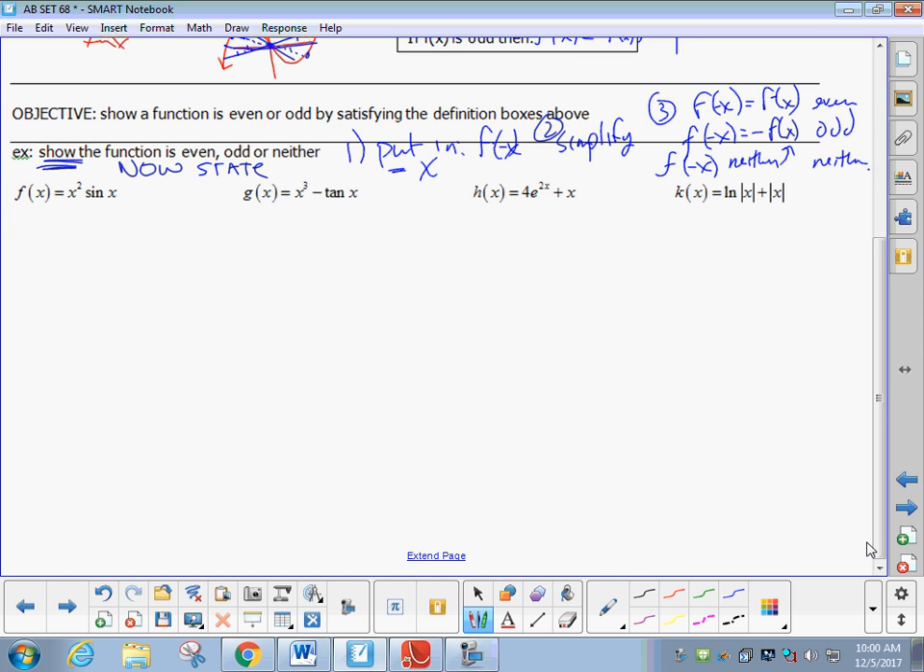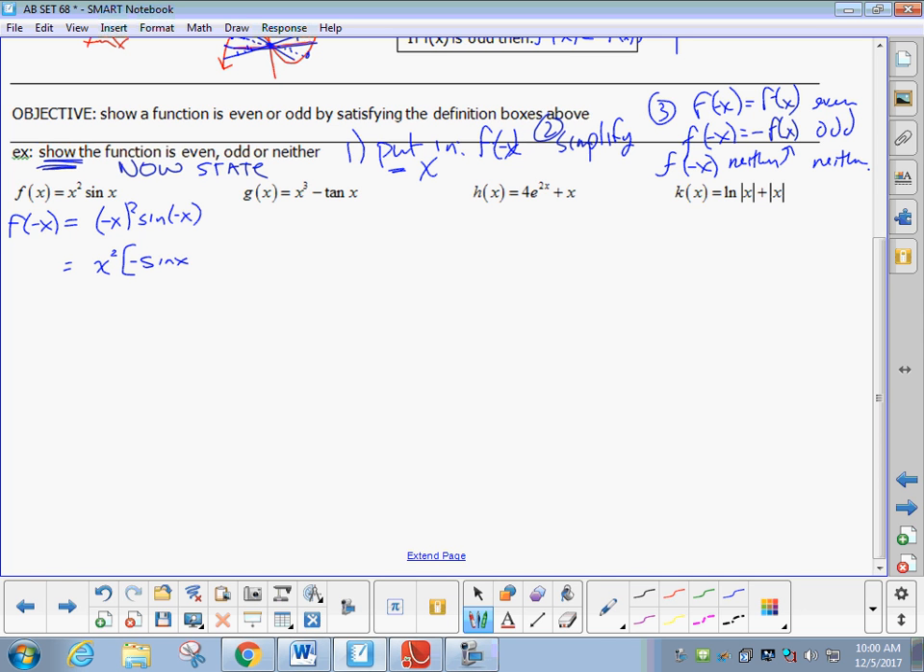This is what I want to see. If I ask, is this even or odd or neither, the first thing I'm going to do is say, what happens if I put in a negative x? What is this doing on the left side? You do the same on the right side then. Put in a negative x, and we simplify the right side to see, is that the same as f, or the opposite of f? What is negative x quantity squared? x squared. What's sine of negative x?